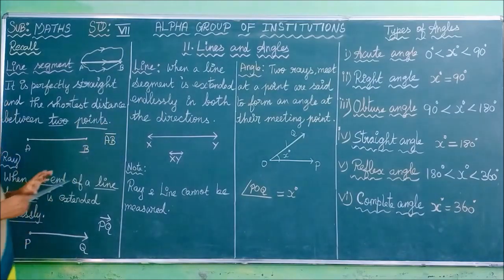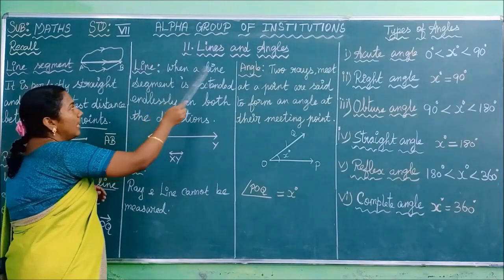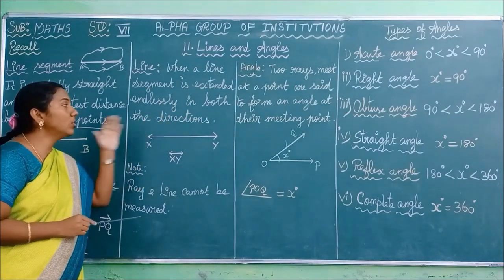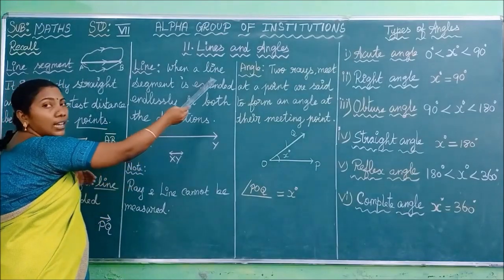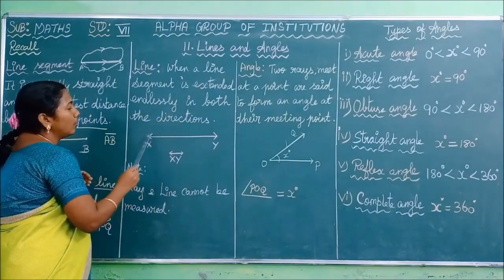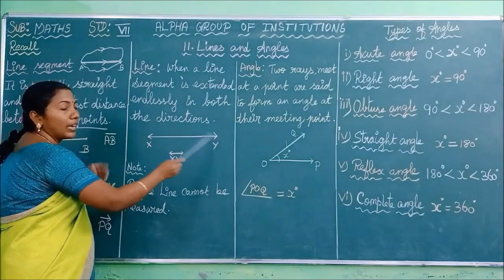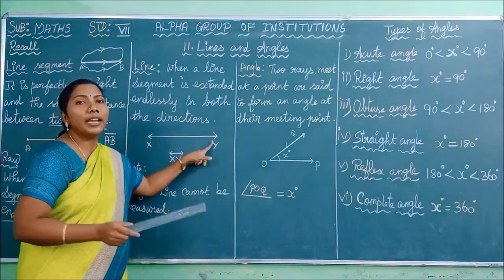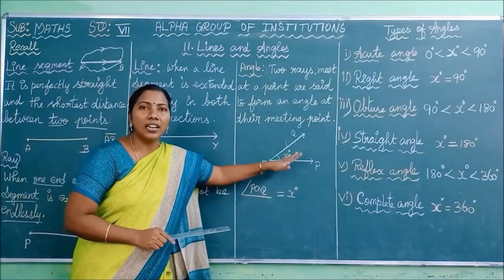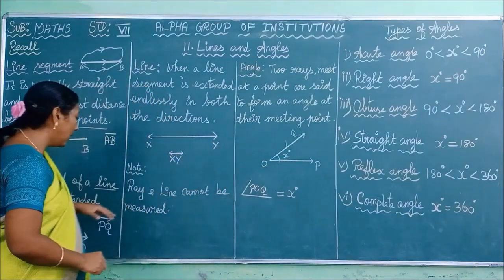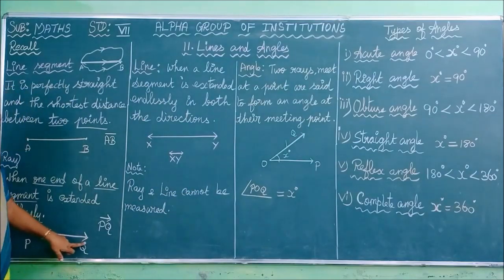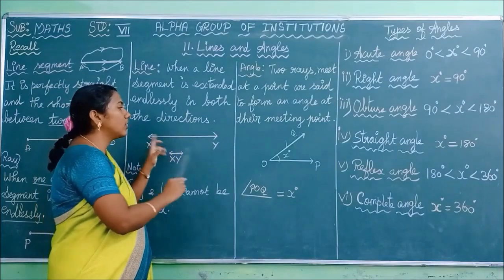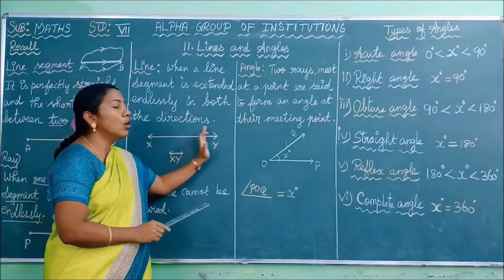Next we are going to see line. What is a line? When a line segment is extended endlessly in both directions, we get a line. See here, we put one arrow mark here and here also we have an arrow mark. It means it goes endlessly. Whenever an arrow mark comes, it means it goes endlessly. Do you understand, children? See here, a ray has one endless direction. A line has two endless directions. That is, a line does not end, it goes on like that.